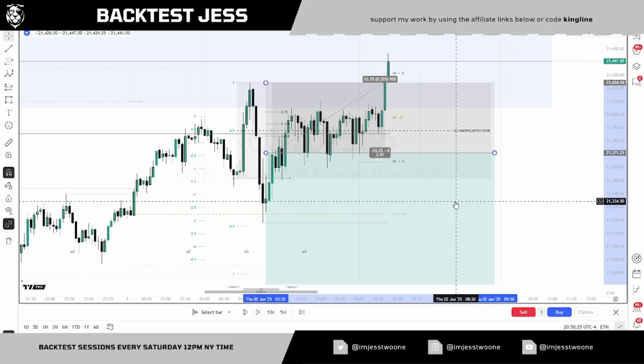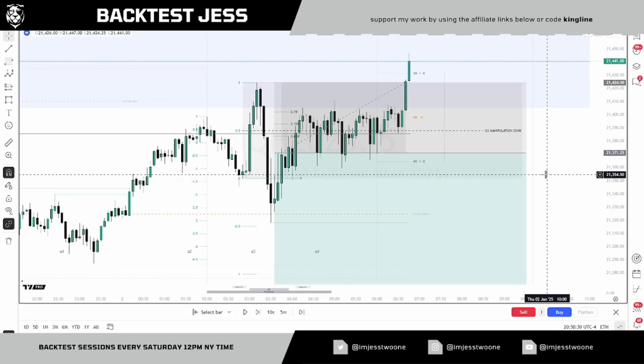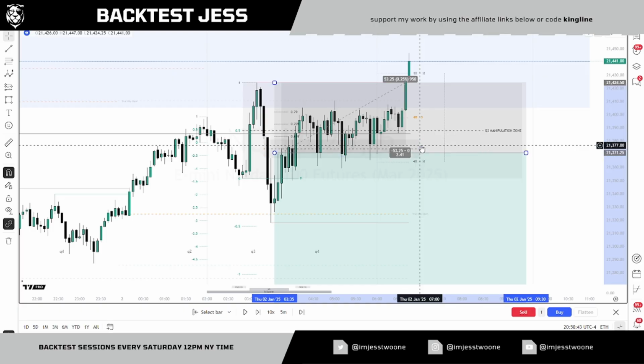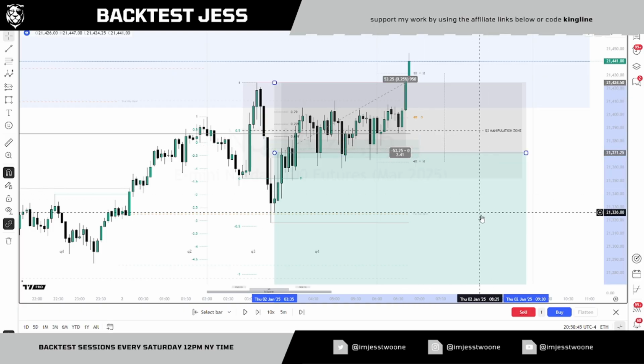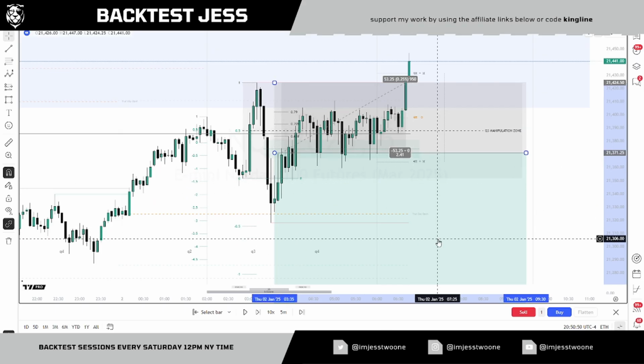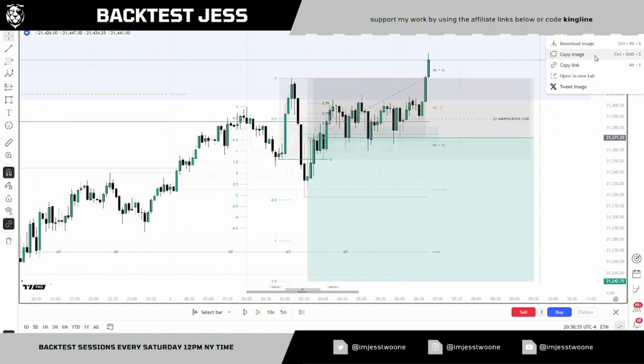Now, this is where, and I can ask him, I'll just send him a message really quick. When he requires the break out of the zone, he does require a fair value gap. So I want to ask him if this fair value gap was enough for the entry, or if he wants the displacement to occur out of the zone specifically. So let me just ask him this question really quick. He's actually messaging me, so let me send him a message really quick.